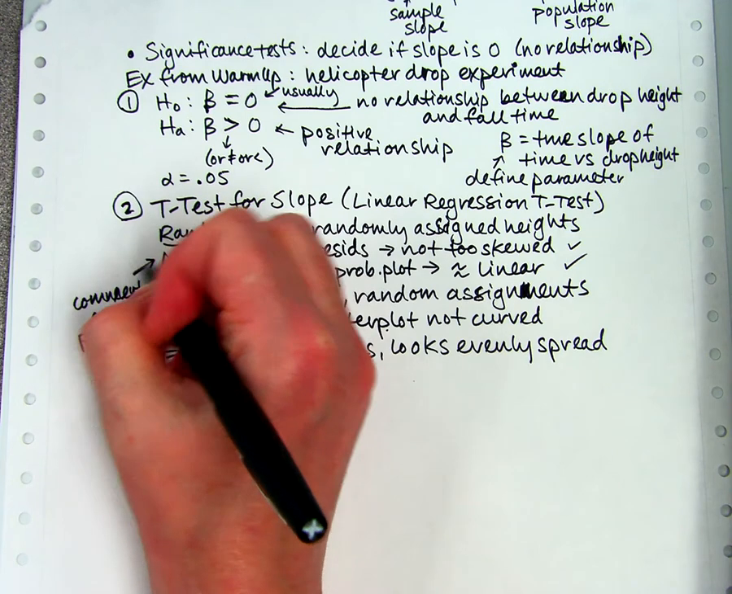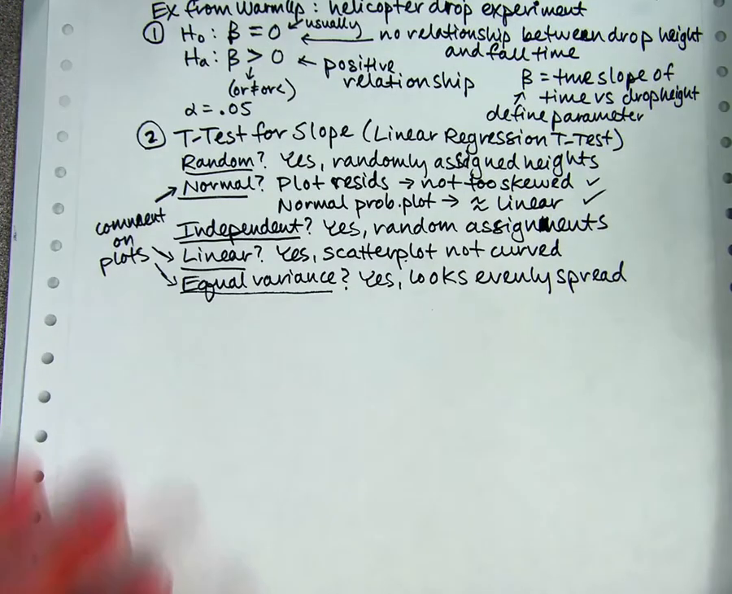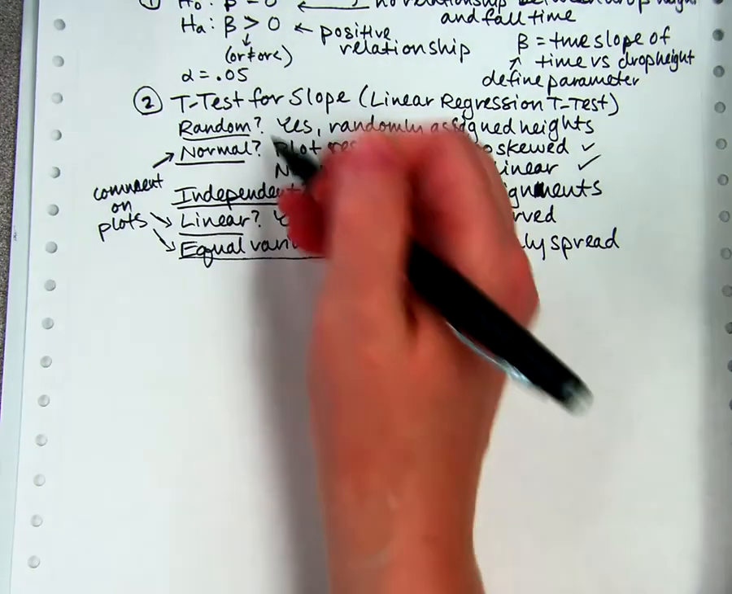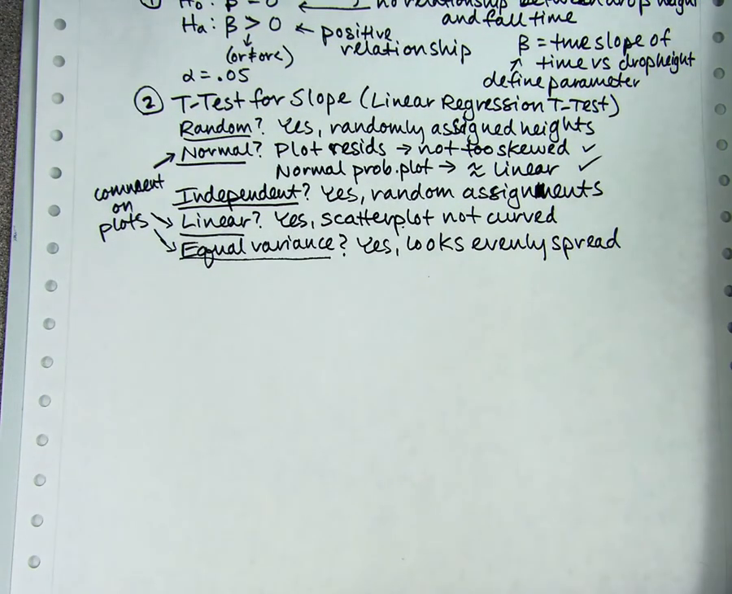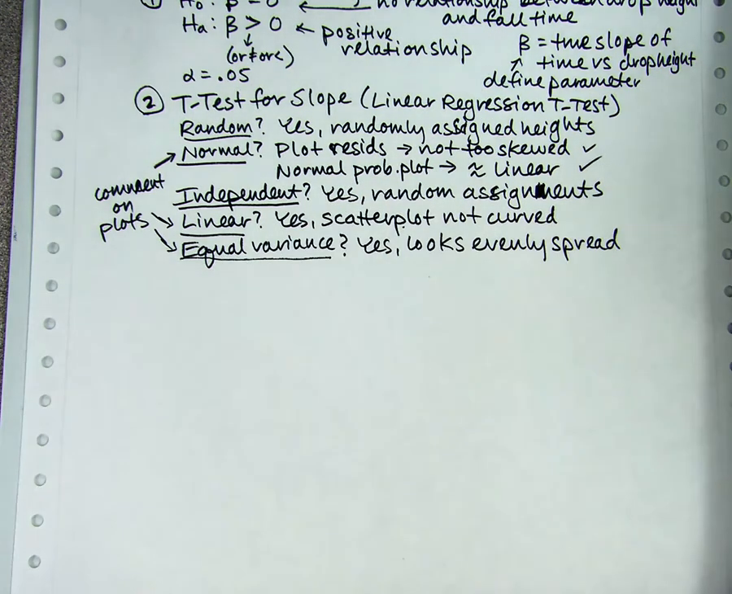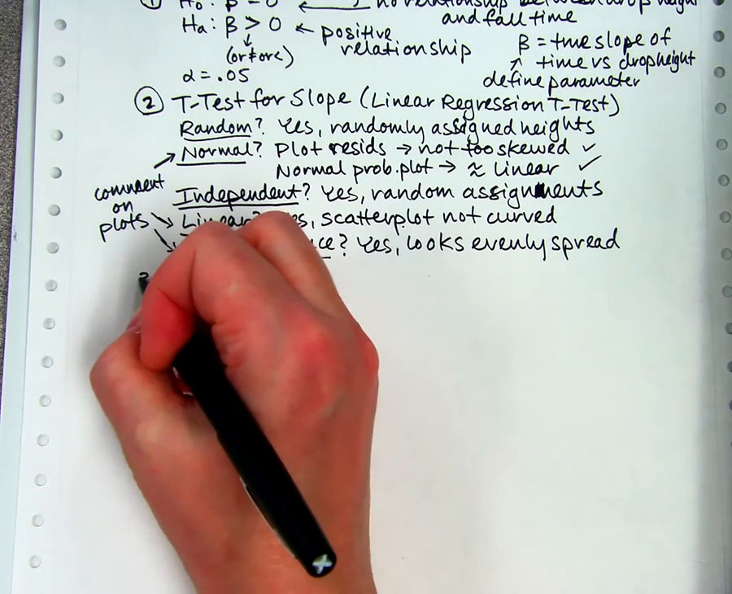And I talked about that before, but I wanted to just remind you because we're wrapping up this chapter and I want to make sure you've got that piece. It's a common mistake for students to just say linear, yes. And so don't just stop there. Say, how do you know it's linear? I know it's because the scatter plot doesn't look curved.